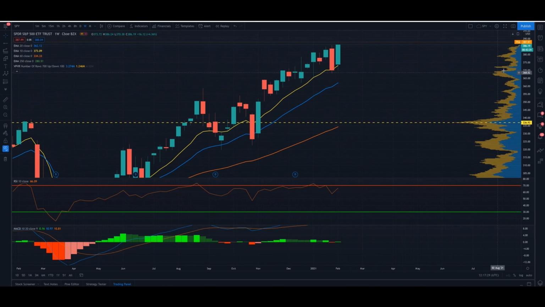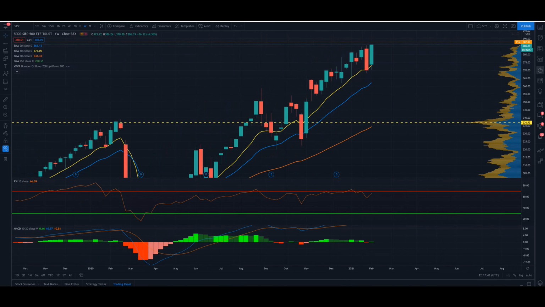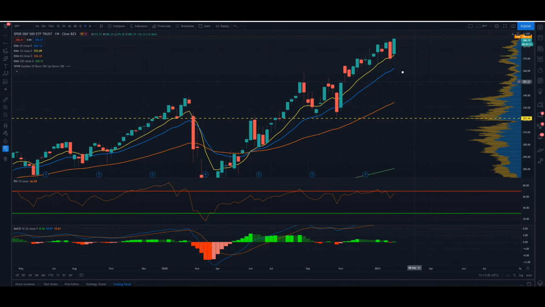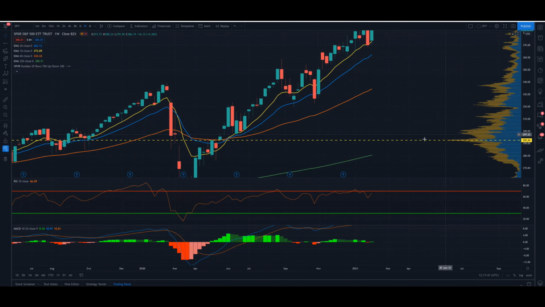We basically came back down into this little node of volume here, found support, got back above the 10 exponential with the full body of the candle now comfortably sitting above it. Pre-market is currently trading above the close yesterday, which made a new all-time high for the S&P 500. So overall, technically on the weekly time frame, still looking bullish above all the moving averages.